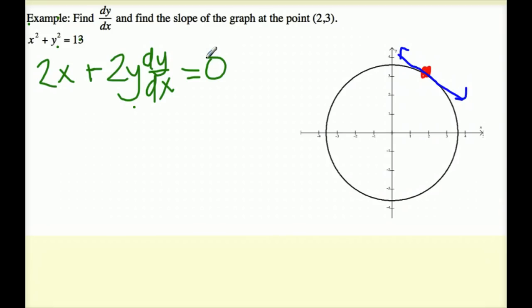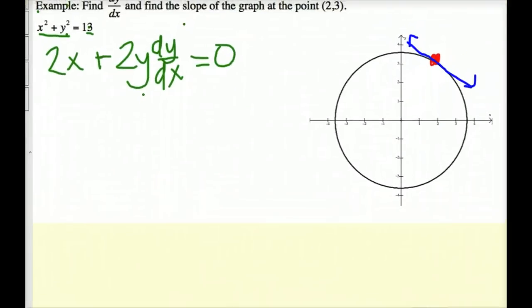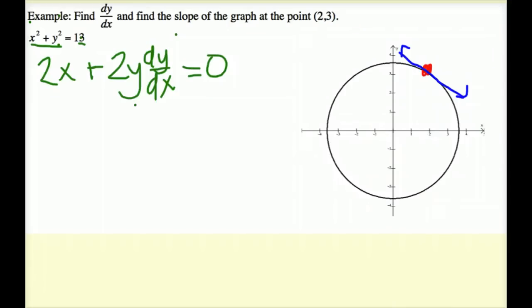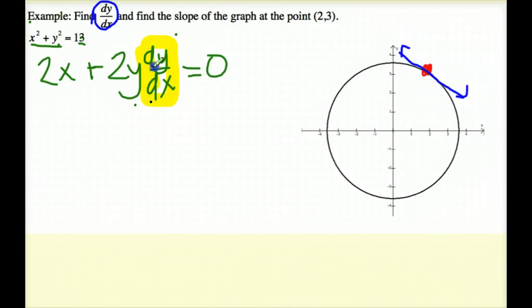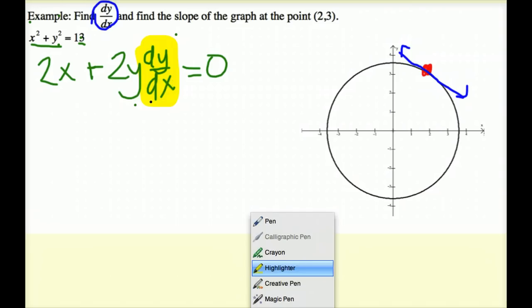So like step 1 says, I need to take the derivative of both sides of the equation. So we first did it for this side. Then I also need to take it for the other side, which is 13. And step 2 says I need to multiply by dy/dx whenever I take the derivative of y. Now this question is asking for dy/dx. So what I need to do is get this dy/dx that we have here all by itself. So we're going to want to try and simplify this so this dy/dx is set by itself.